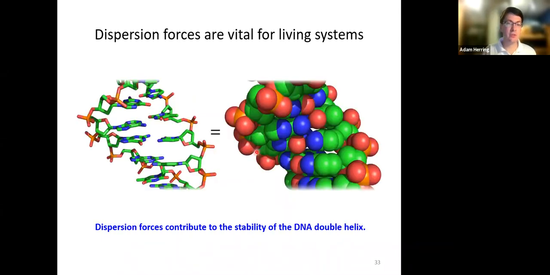Dispersion forces we also see within DNA. They are a large majority of what stabilizes the DNA double helix.